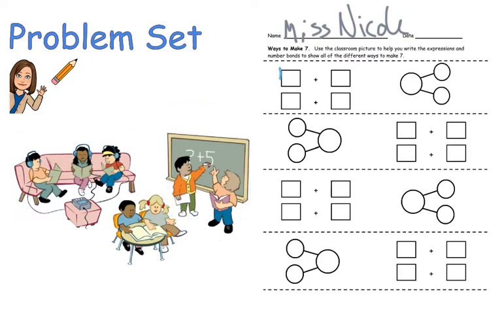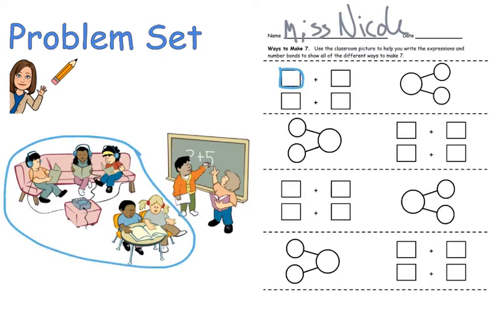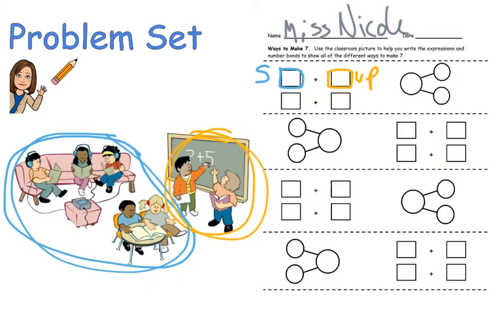So our first group is going to be the group sitting, so I'm going to put an S. And then our next group is going to be the kids who are standing. I'm going to put the word up next to it because standing also starts with S, so I'm going to change the word a little bit. So we have a group sitting and a group up. I'm going to do the first one with you, and then I'm going to let you fill in the rest of them by yourself, okay?